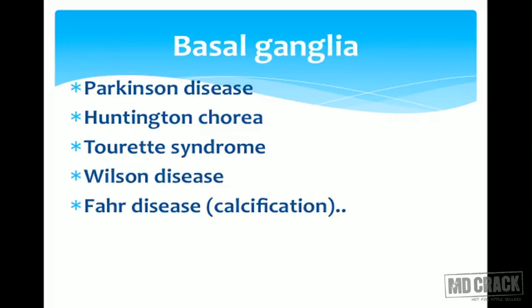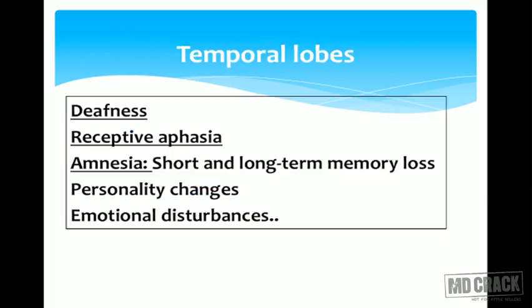As far as the basal ganglia are concerned, the important diseases related to them are Parkinson disease, Huntington chorea, Tourette syndrome, Wilson disease, and the last one is Fahr disease, in which there is calcification.